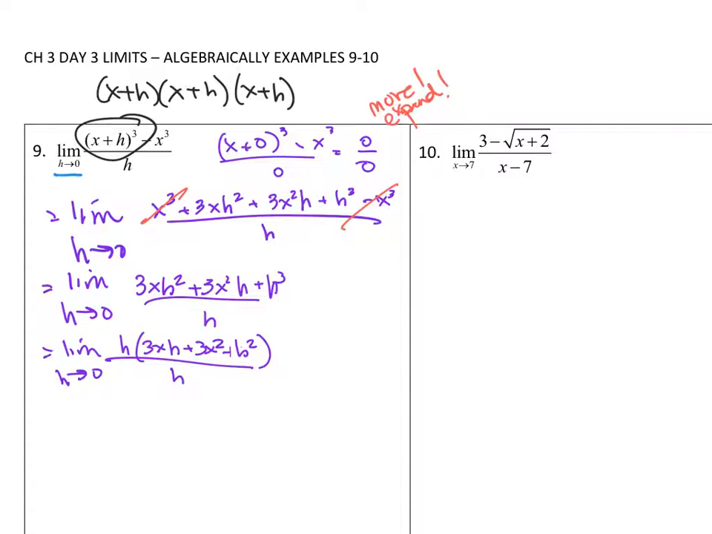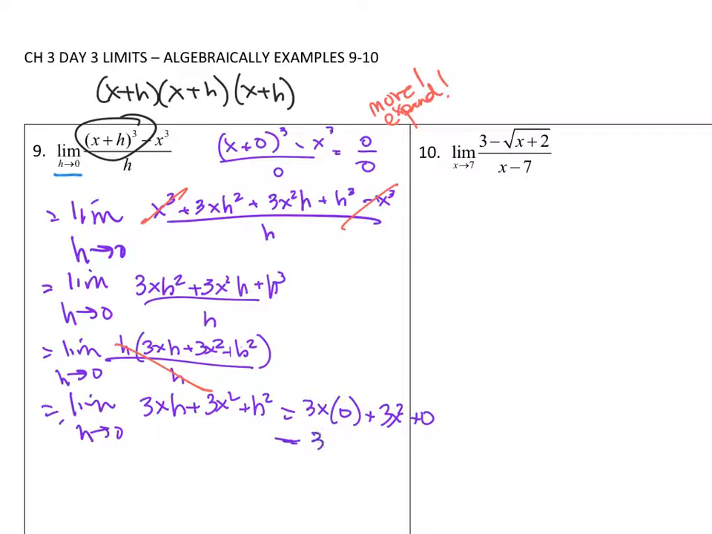And again, what happens? Those on the outside, they go to 1. So we end up with the limit of h going to 0 of 3xh plus 3x squared plus h squared. Let's go ahead and plug in our 0 for h. We would have 0 times that plus 3x squared plus the 0. We would end up with 3x squared.